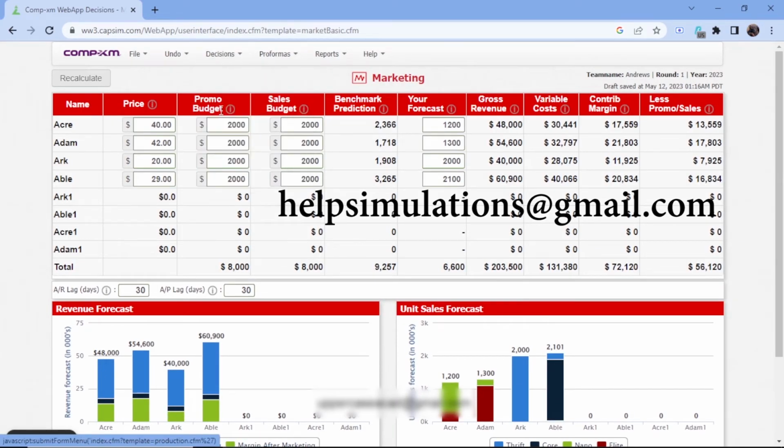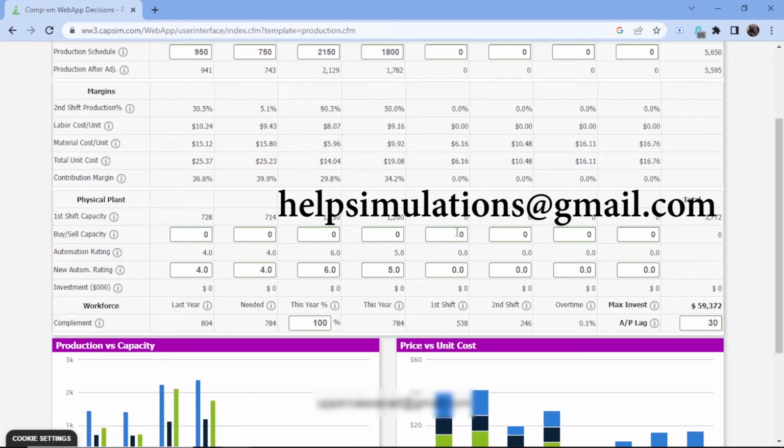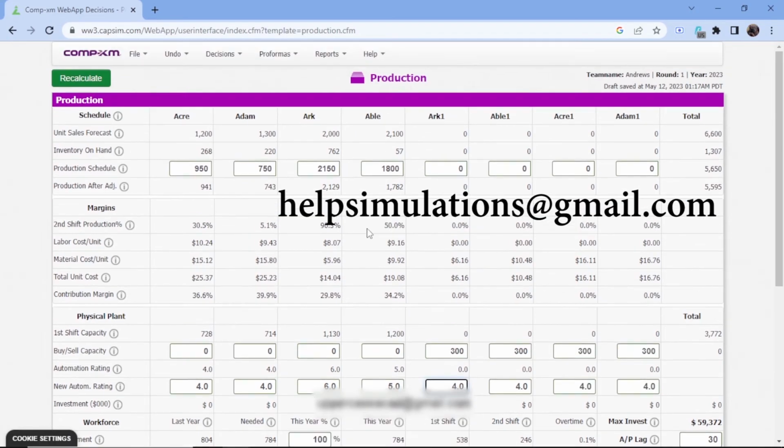Then we have production. Here is where you set up your company in terms of automation and buying capacity. For the new products, this is the first step: just buy the capacity so that you build for what you'll sell in the next round. So I'm building a capacity of 300. Then automation, I'm giving all of them 4, because I want to automate my company and reduce labor costs.